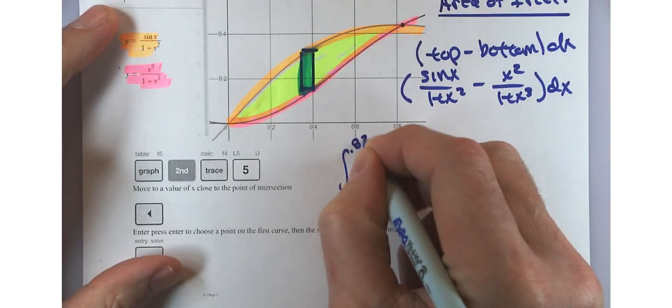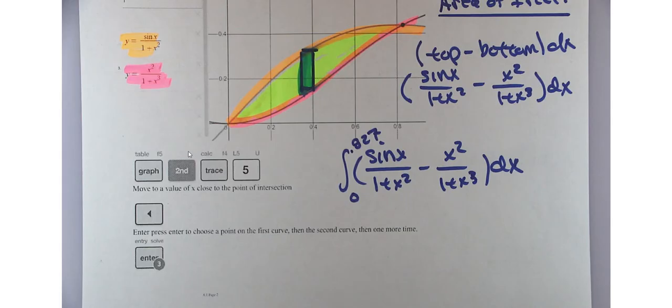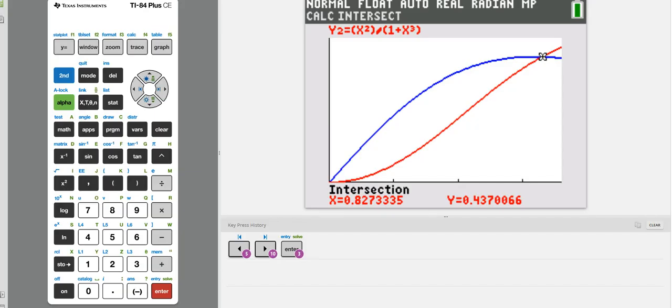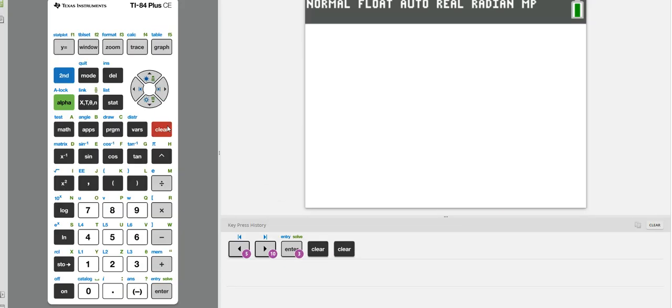0.827. All right, that's great. Now we're going to have our calculator do this integral numerically. So here's where I want you to really keep up with this, and hopefully you have. Let's go back. I'm going to clear this out. How do I get my numerical integration?